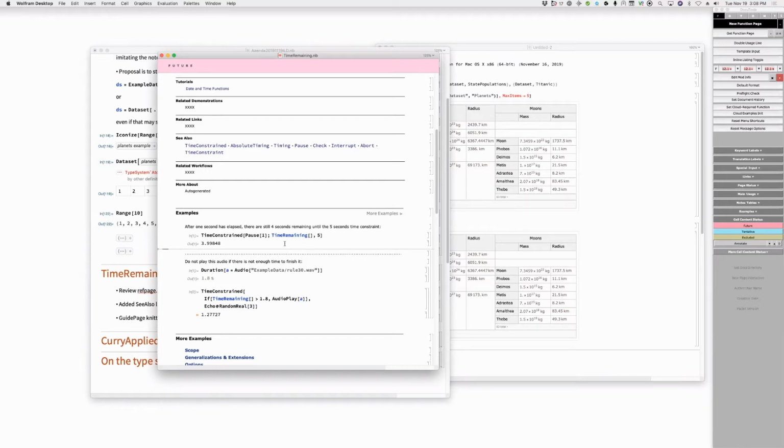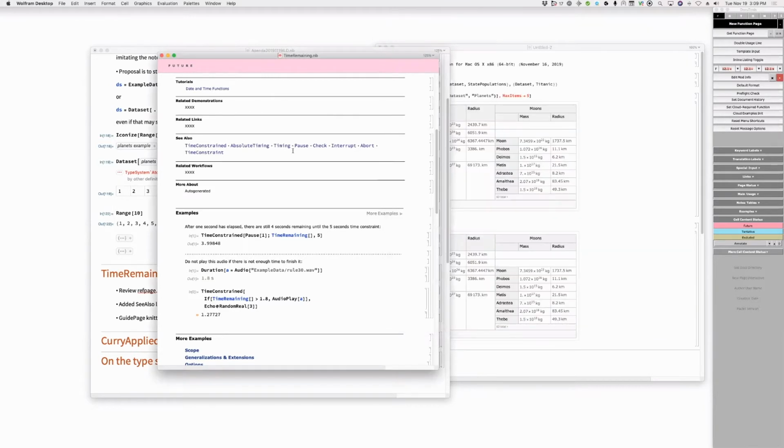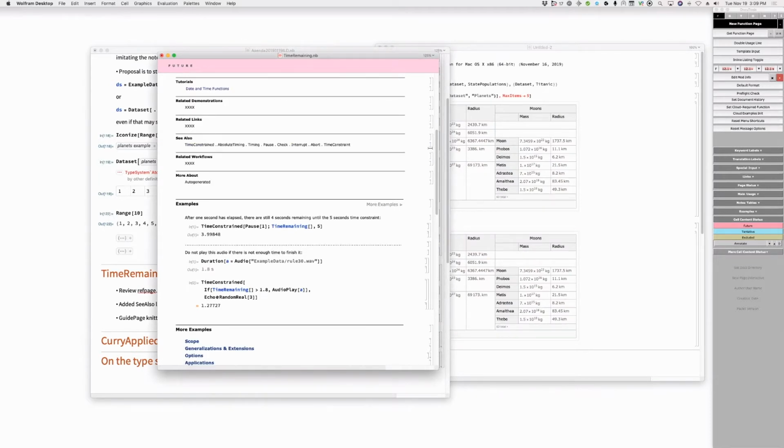By the way, why is time constraint not earlier in the See Alsos here? It seems highly relevant to this. Doesn't a function with that time constraint effectively define a time constraint? Probably, yeah. Well, we should check that it is, but I think it is. Now, in abort, obviously you don't know what's going to happen.